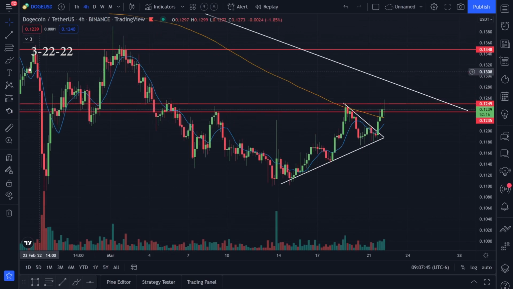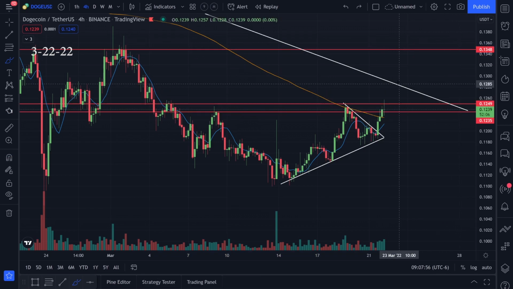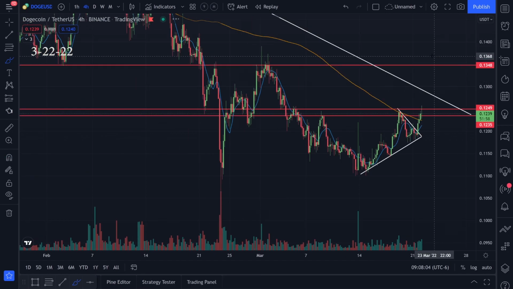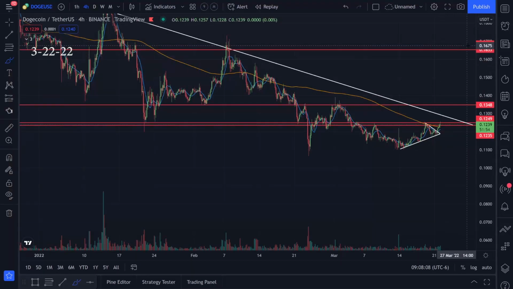I want to see us break out of this little box right here, and if we can, then the next target that I'm looking at is .134. I'm kind of concerned about this trend line, this downtrend right here. This is from the daily time frame. So if we could break above that, hit the target, and we could break through this target as well, then the next spots that I'll be looking at, like I said, is .165.